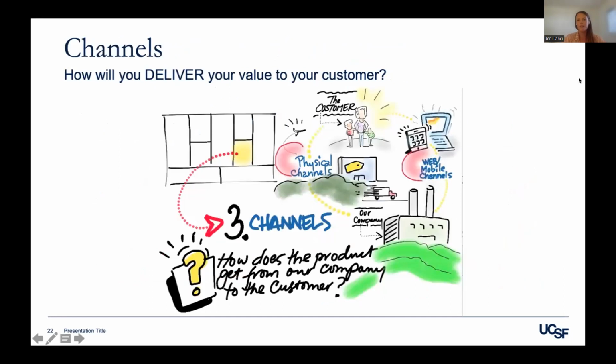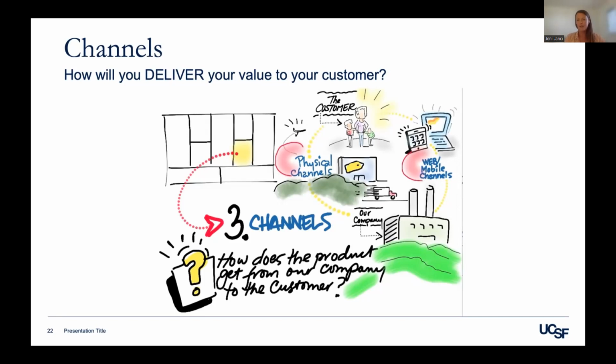So again, those are the most important parts, but I do want to briefly explain what these other fields of the BMC are. Number 3 is channels. How will you deliver value to your customer? The channels can be virtual or they can be physical. There's e-commerce or an app store, like Amazon or something like that. But more often than not, there's physical channels. So direct sales, or you could be going to a reseller, someone else who is selling it in a retailer.